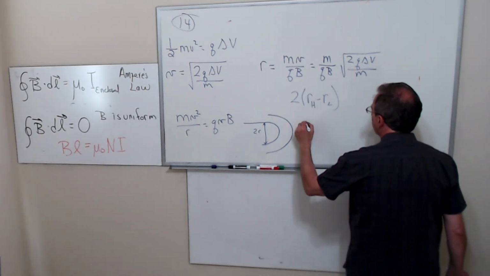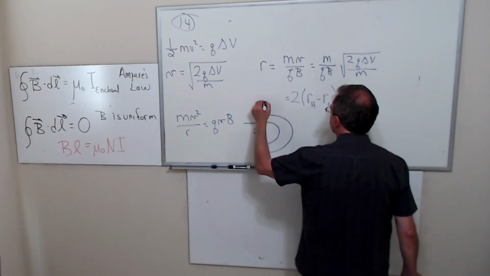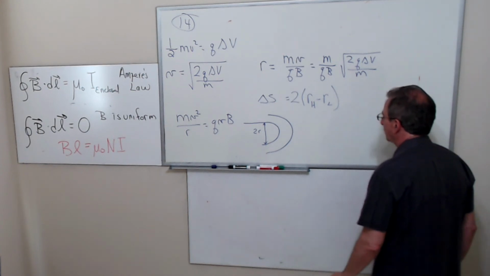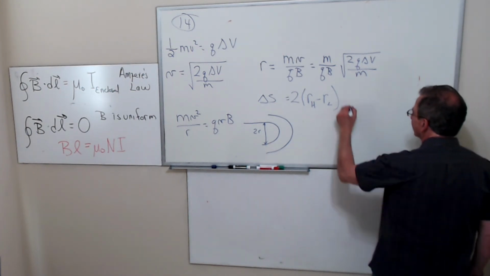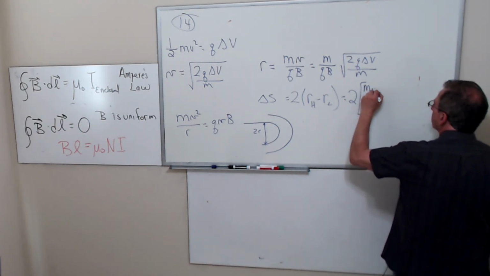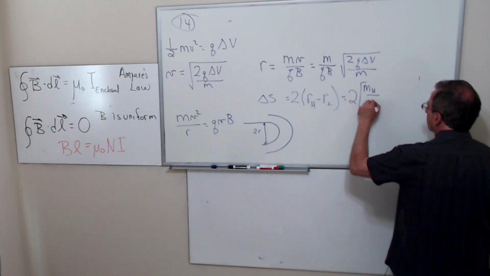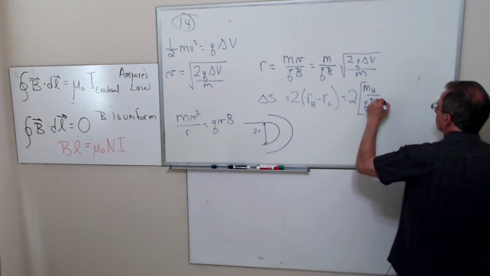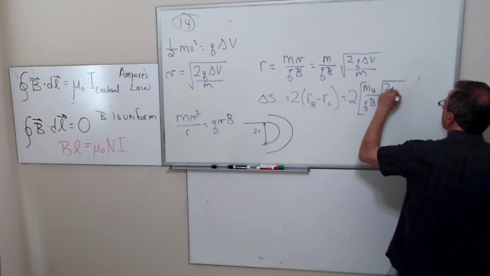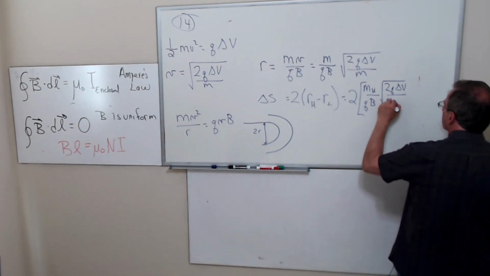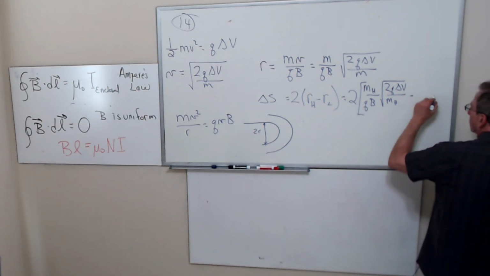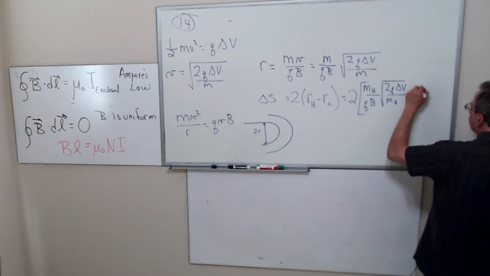So if we want to write this in terms of the heavier one and the lighter one, what do we want to call the separation? Delta S? I don't know, whatever you want to call it. S for separation. This is going to be equal to 2 times m of the heavier one. Let's see, what can we do here?